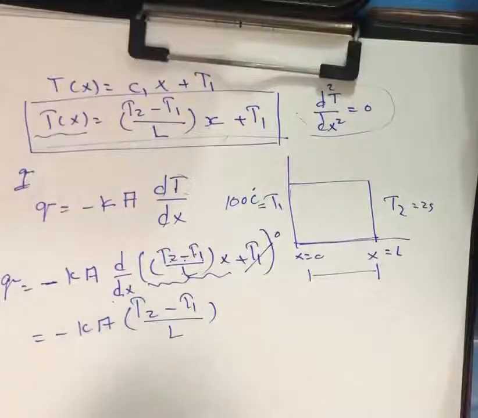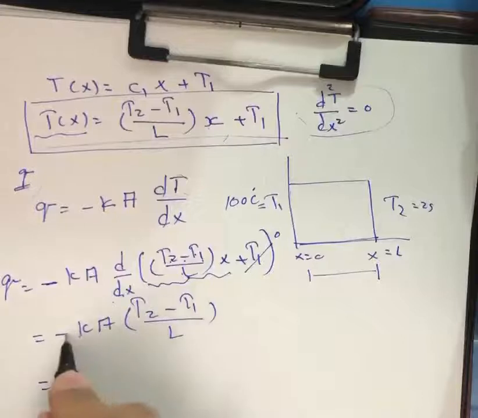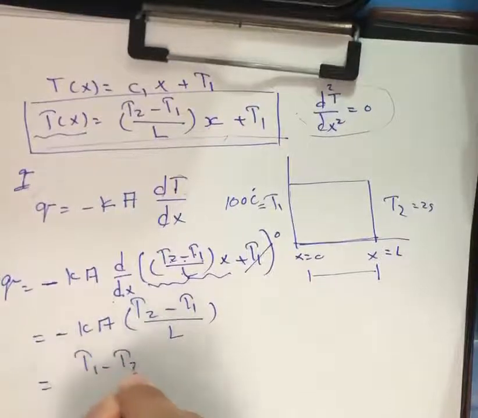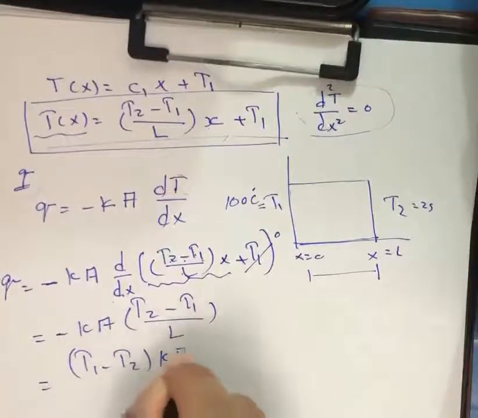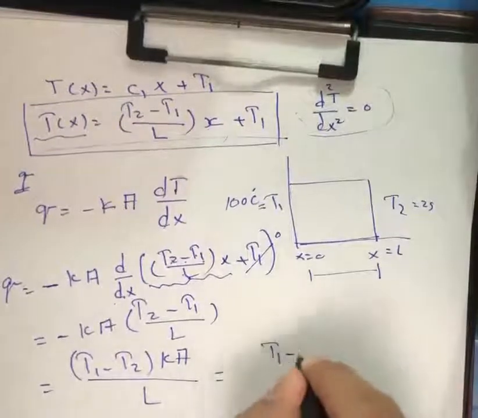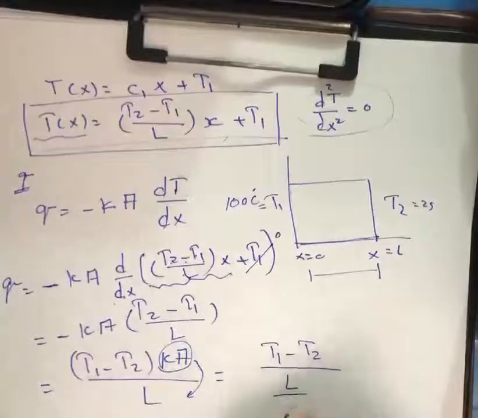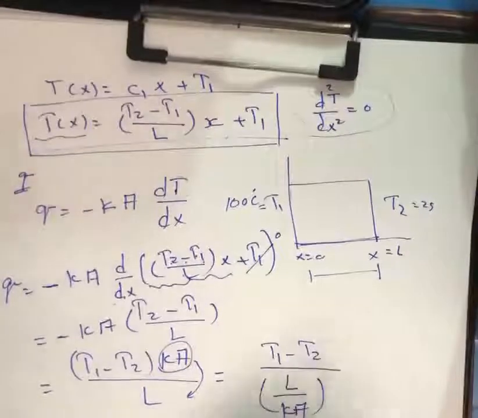Now I can write the following. The heat equation will be, after I distribute the negative sign here, T1 minus T2 multiplied by Ka divided by L. Now this can also be written as T1 minus T2 with a denominator of L divided by Ka. I hope that this is clear.